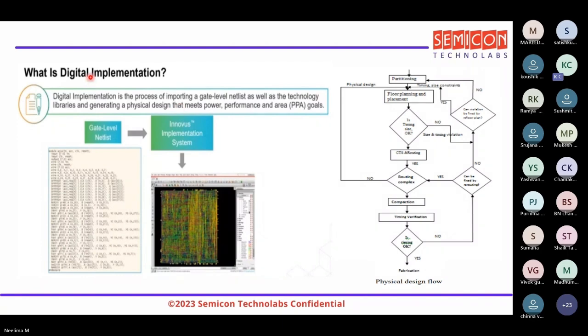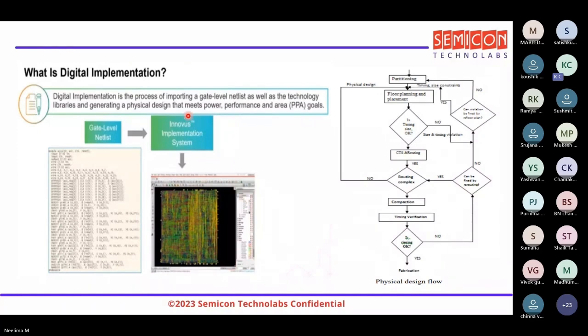Physical design, or digital implementation, is a process of importing a gate level netlist as well as the technology libraries and generating a physical design that meets power, performance, and area goals. We are taking the gate level netlist as input, and we are mapping it into layout.